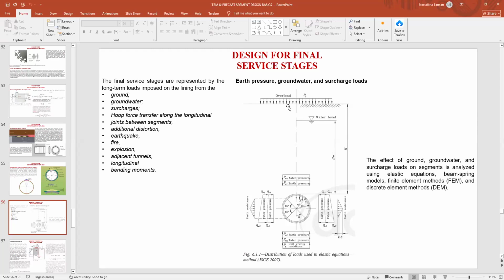Earthquake is only applicable for segments in a very shallow covered tunnel. If it is a very deep covered tunnel, we are not taking the earthquake into account. Earthquake loads are additional loads apart from the static loads.